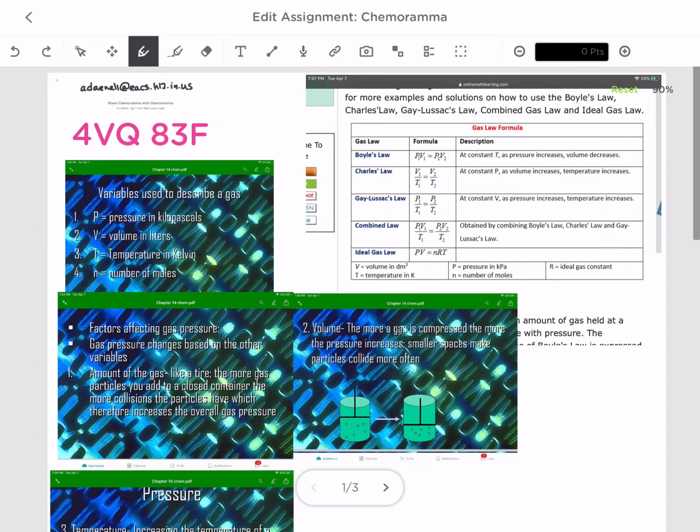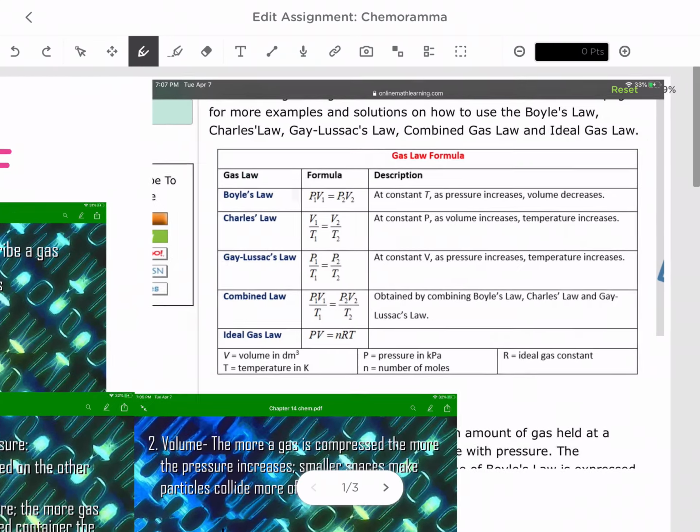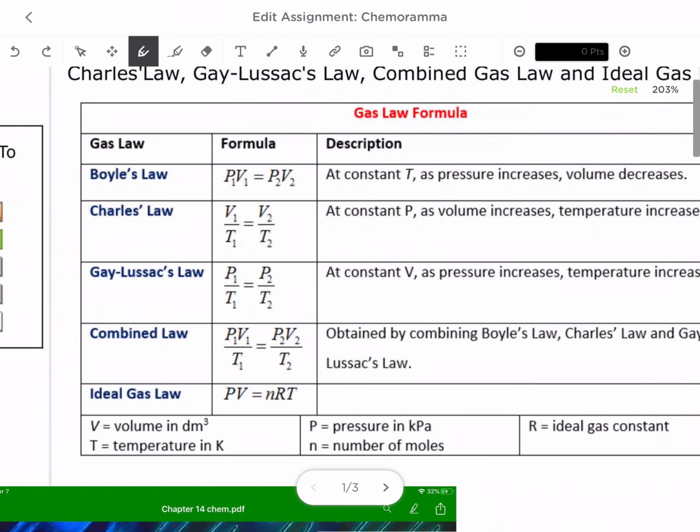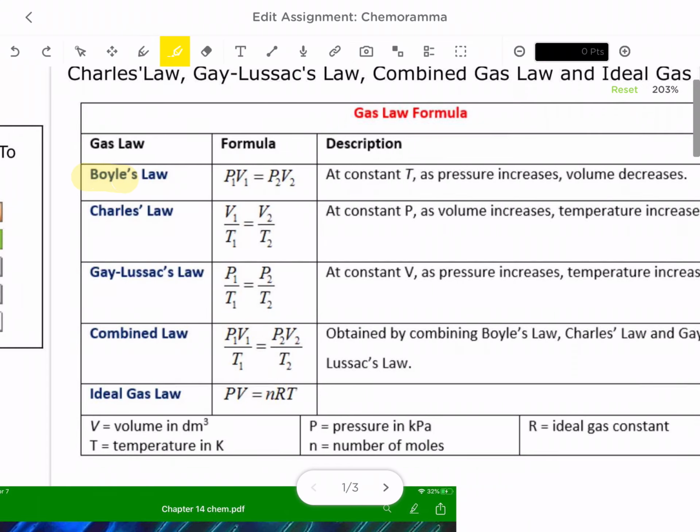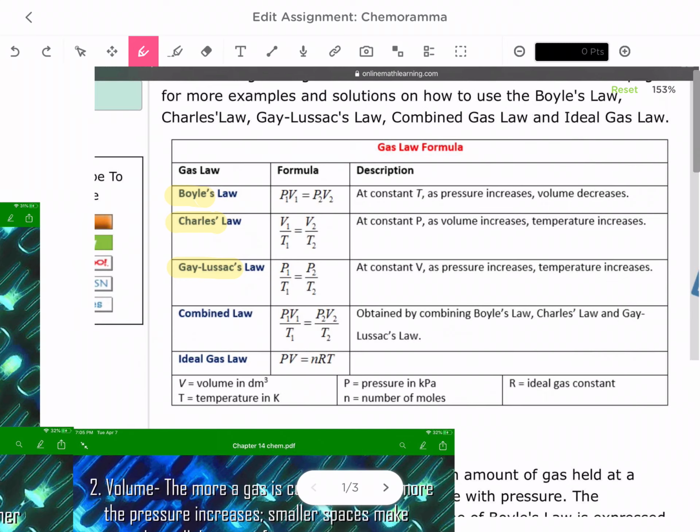So here we go. Once upon a time, there were some scientists. Let's zoom in on this picture. There were actually 3 of them, and their last names were Boyle, Charles, and Gay-Lussac. They were this awesome group of scientists who were like, hey guys, why don't we study gases? And they were like, yeah, let's study gases. It's going to be so much fun.